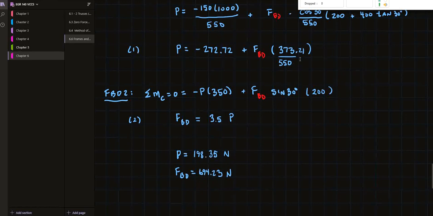So if I go back and correct this, dividing by 550, and I do the whole calculation as much as possible, I end up with P equals 198.35 and force of BD equals 694.23.